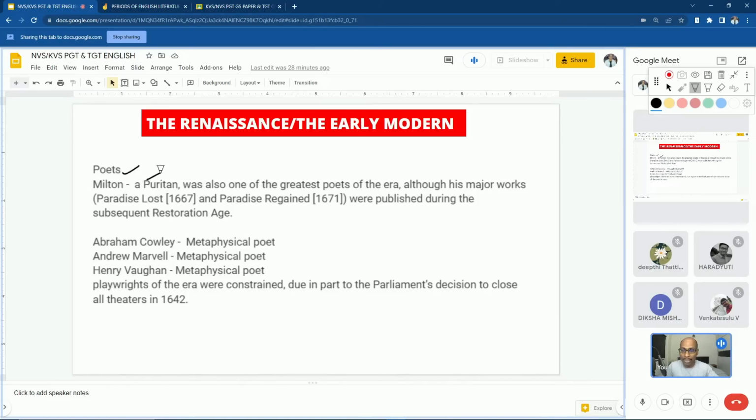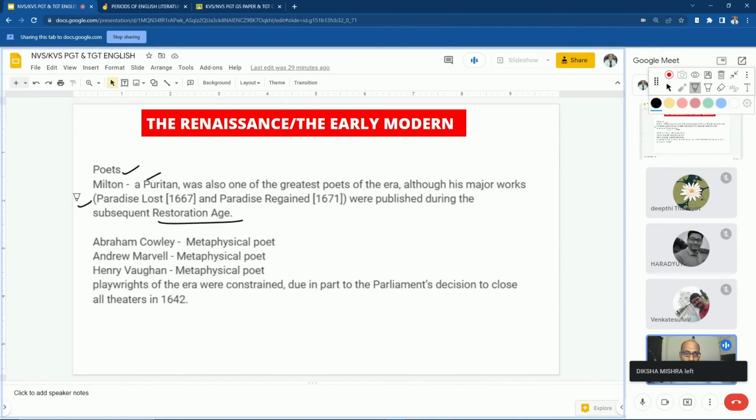He is a Puritan, and was also one of the greatest poets of the era, although his major works Paradise Lost and Paradise Regained were published during the subsequent Restoration Age. Remember, though Milton was born in and part of this Puritan Interregnum or the Commonwealth period, his books were published only during the Restoration period. Restoration means when Charles II came to England and became the king, he restored the old traditions.